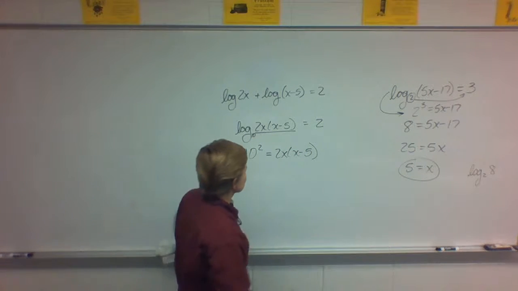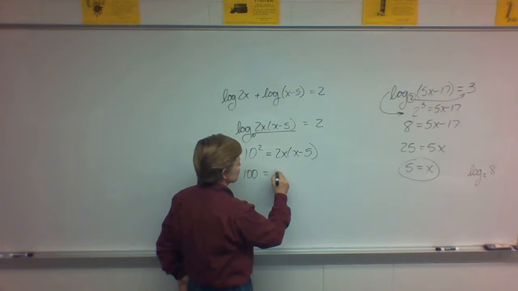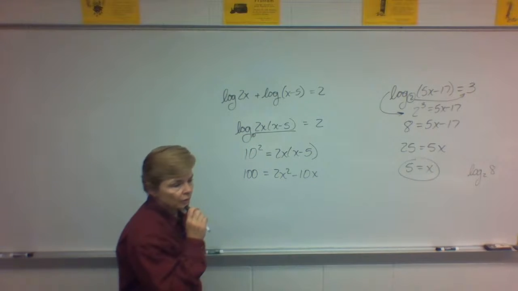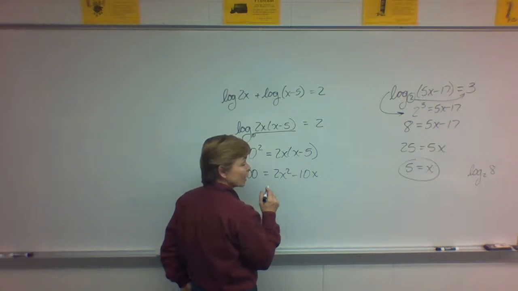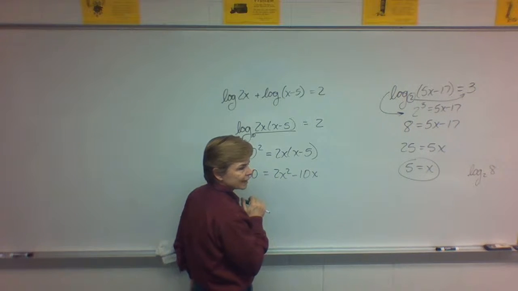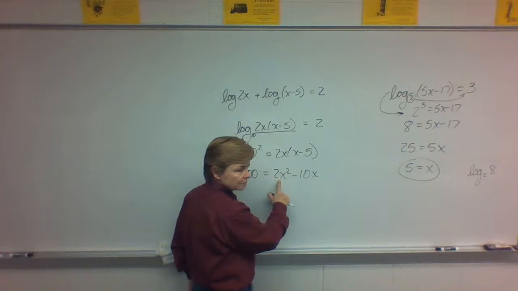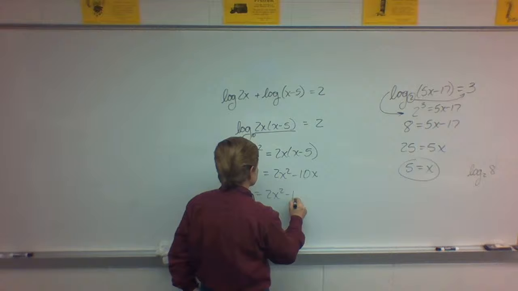And then he did this in his head. 10 to the 2 is 100. He wrote that down as he saw it. And he also distributed this, which is 2x squared minus 10x. You okay? Okay. Now we subtract the 100 to the other side. Why do we do that? Because what we have now is a quadratic. And the way we handle quadratics is to get everything on one side where the squared term is positive. Right? All right. Can't forget all your other skills.